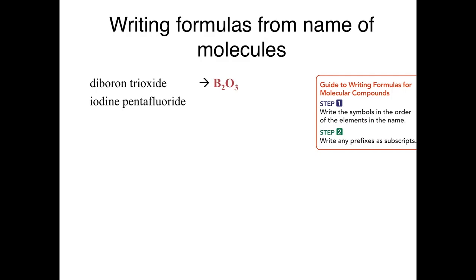So that's B2O3. How about iodine pentafluoride? So I don't have a prefix for an iodine, meaning it has only one. And then pentafluoride, penta meaning 5, fluoride is a fluorine, so that's IF5. Yay, I told you that was easy.